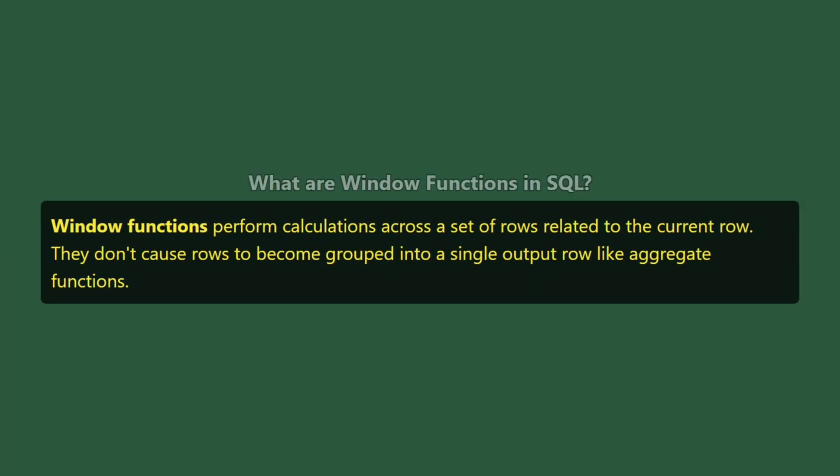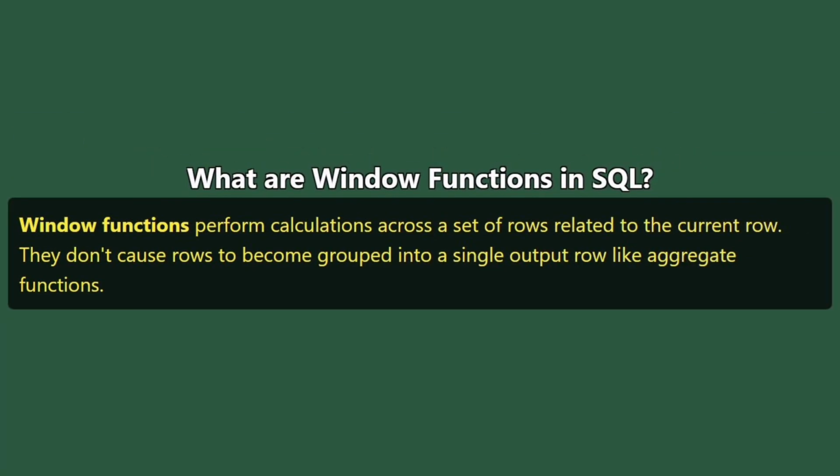Moving on to the next question: what are window functions in SQL? They are a powerful feature in SQL that performs calculations across a set of table rows related to the current row. Unlike regular aggregate functions, window functions don't cause rows to become grouped into a single output row. This means you can maintain the detail of individual rows while still performing calculations across groups of rows.